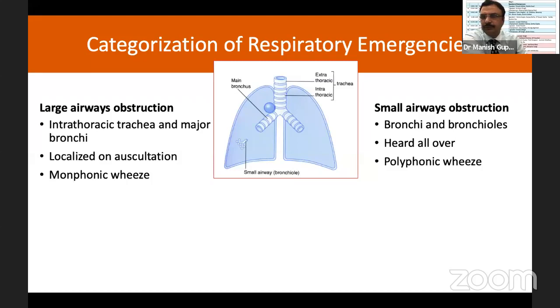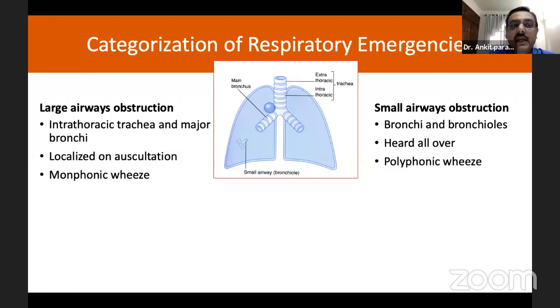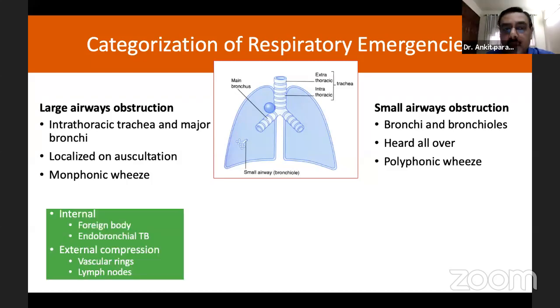So we are trying to classify as a major airway obstruction, which means you will have a monophonic wheeze. If on both sides, then it is tracheal. If on one side, it is bronchial. Small airways will have a polyphonic wheeze, which is heard differently on different sides. Now, the commonest would be a foreign body, but you can have endobronchial TB.